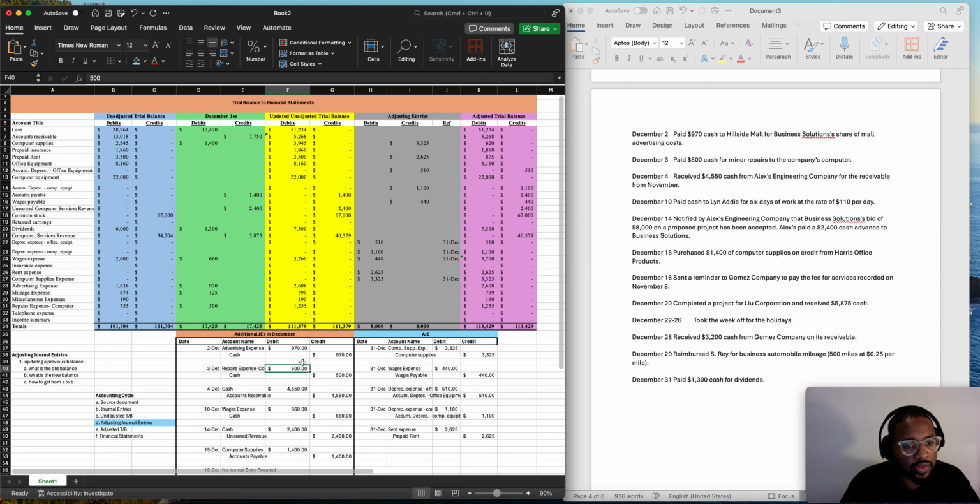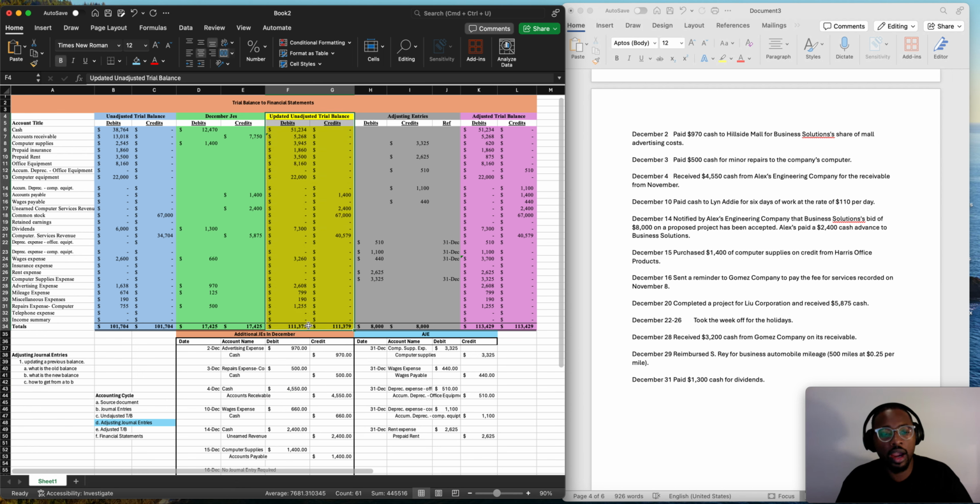And as you can see, $500 we debit. And again, you start to see wages 660, wages here. So once we finish our journal entry, guys, it then wraps into what we call an unadjusted trial balance. Got it? All right, cool.